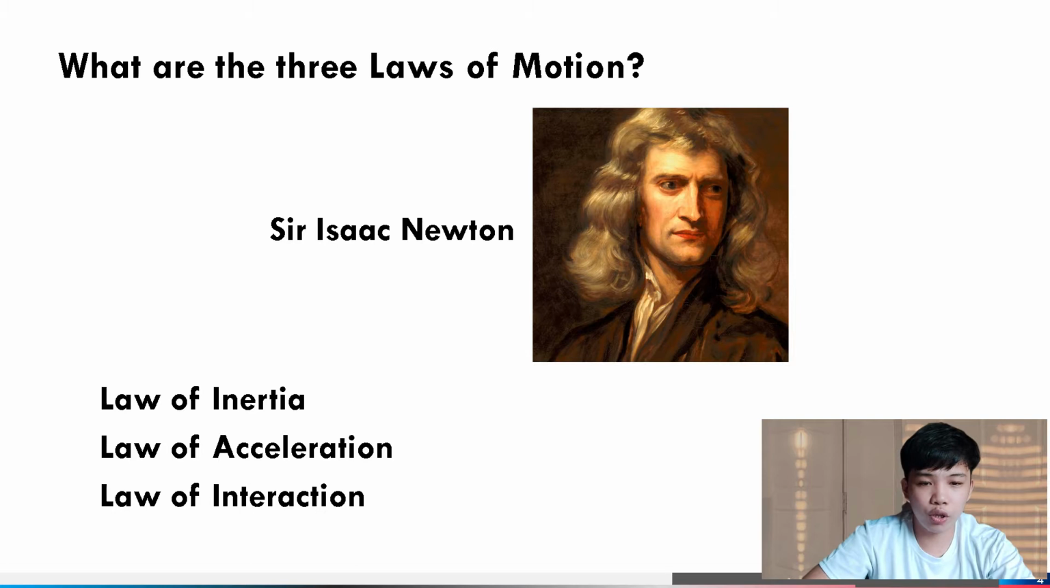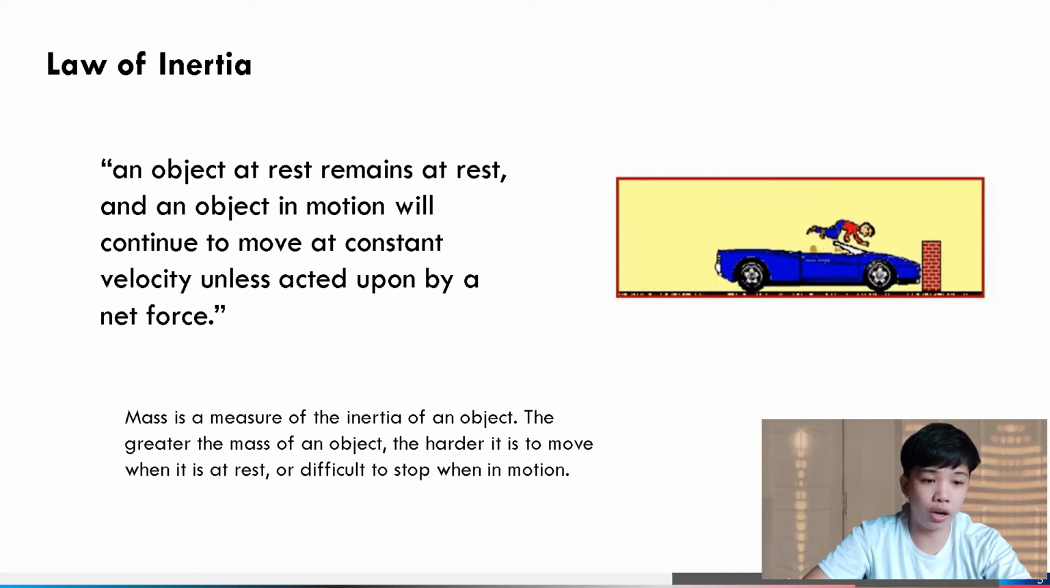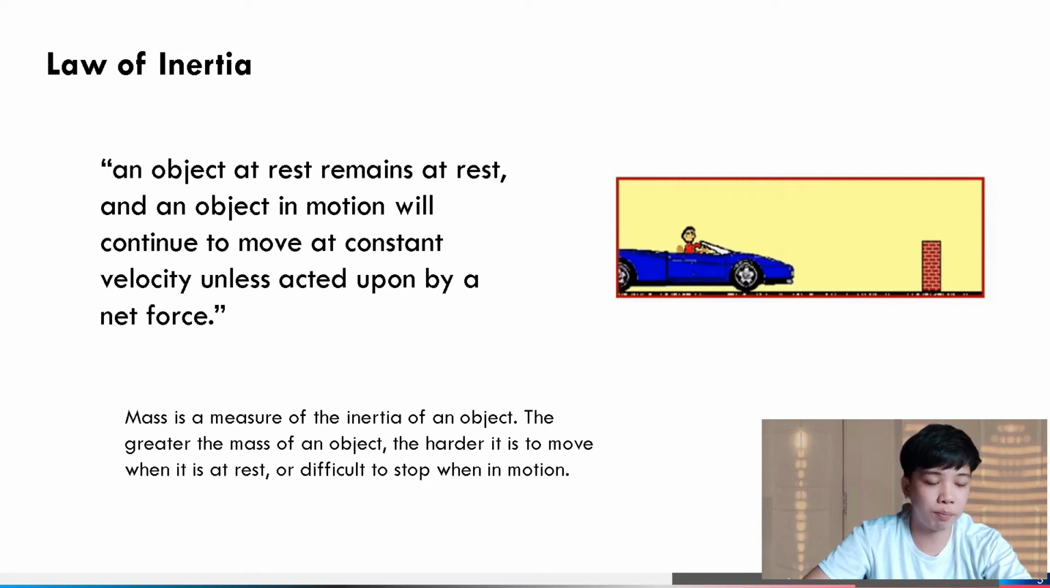Now, the first law of motion, which is the law of inertia, states that an object at rest remains at rest, and an object in motion will continue to move at constant velocity unless acted upon by a net force. Now, let's take a look at this video at the other side of this presentation.